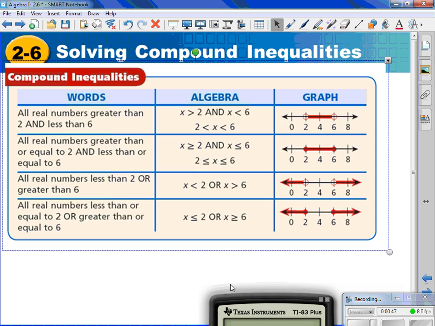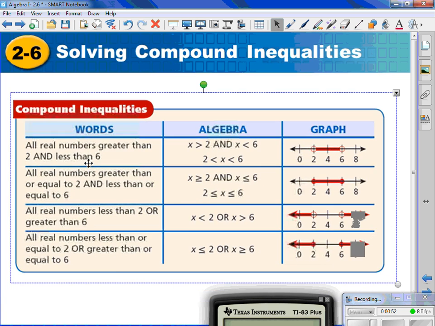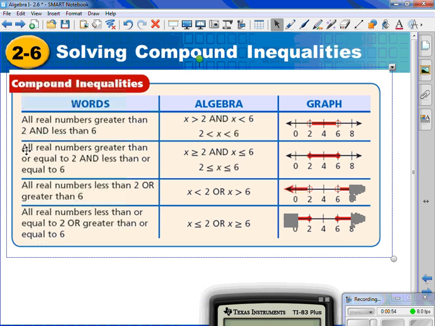If I have all real numbers that are greater than 2 and less than 6, this means every number that is greater than 2 and less than 6. You can say it like this, but it is written like this: 2 is less than x is less than 6. Graphically, it's an open circle at 2, an open circle at 6, and they connect.